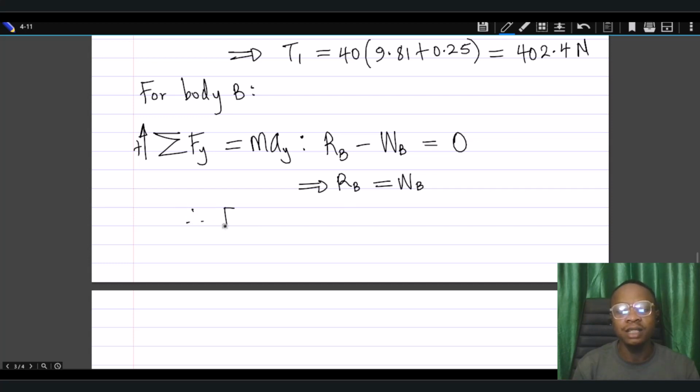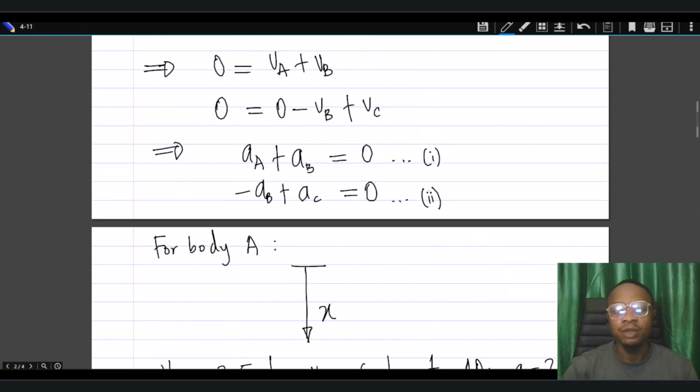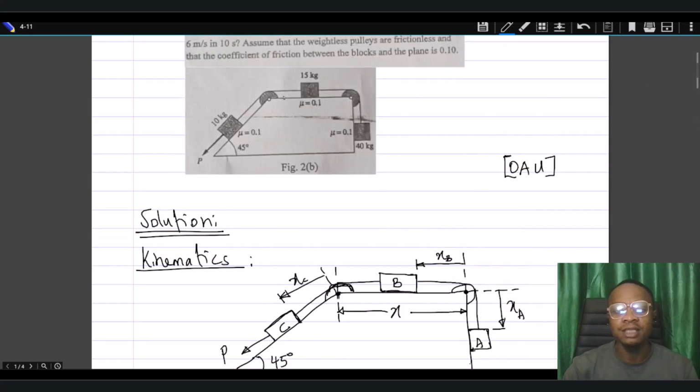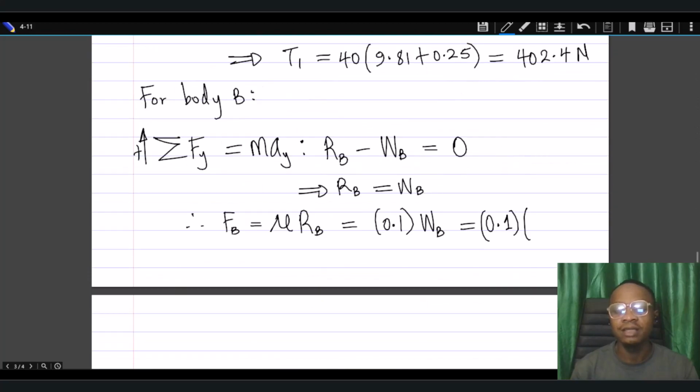And by that, we can get the frictional force on B. We know the frictional force will be equal to the coefficient of friction multiplying the normal reaction. So this will be 0.1 multiplying the normal reaction, which is the weight of B. We can calculate this now as 0.1 multiplying the weight of B, that is mass of B multiplying acceleration due to gravity, which is 9.81. The mass of B as given in the problem statement is 15 kilograms, so we will just insert that here. That is going to be 0.1 multiplying 15, then multiplying 9.81.